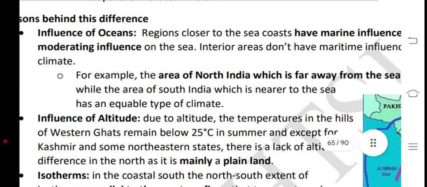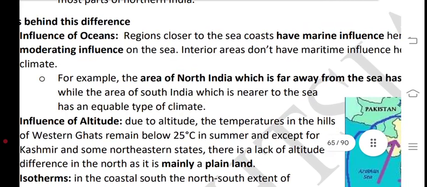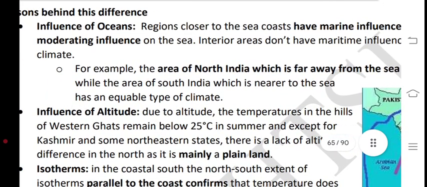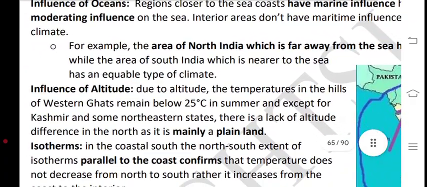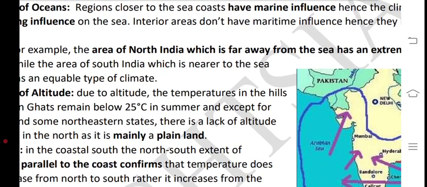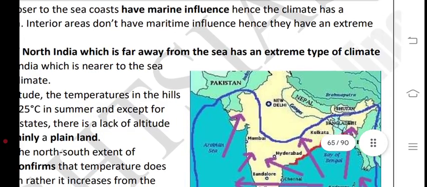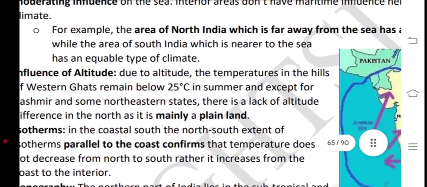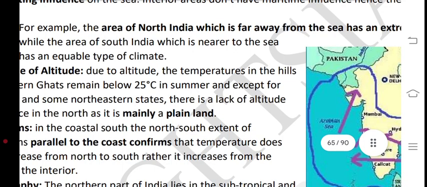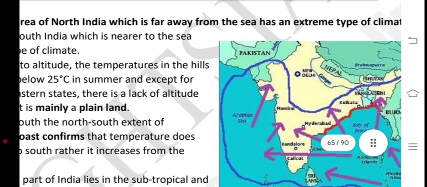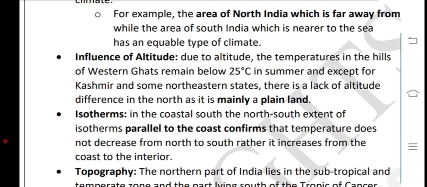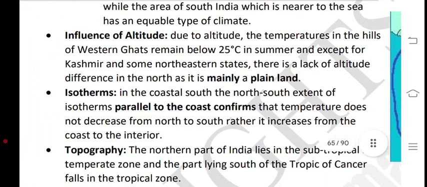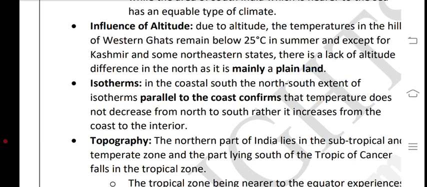Reasons behind this difference: influence of oceans. Regions closer to the sea and coast have marine influences, hence the climate has moderating influences of the sea. Interior areas don't have maritime influences, hence they have an extreme climate. For example, the areas of North India, which are far away from the sea, have extreme types of climate, while the areas of South India, which are nearest to the sea, have an equable type of climate.